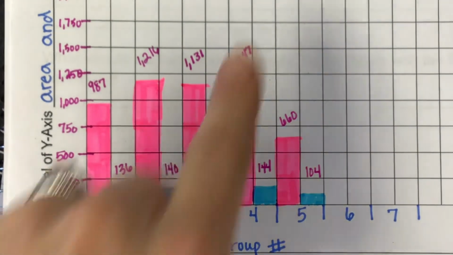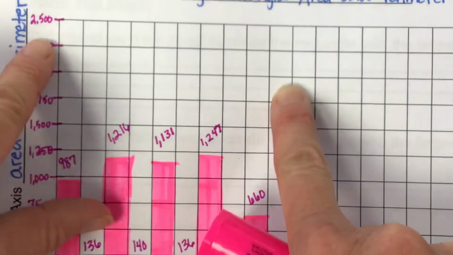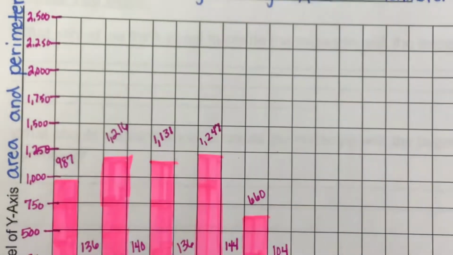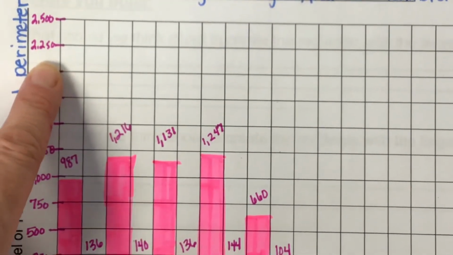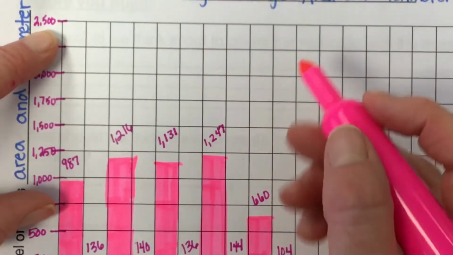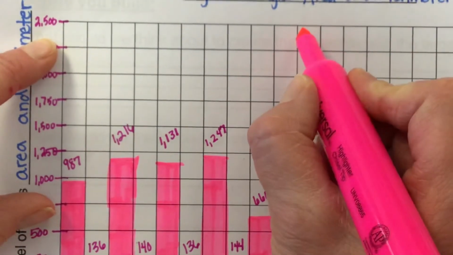Okay, then we have 2,475. So that bar is going to go almost all the way to 2,500. 2,325 would be halfway. So 2,475 is going to go about right here.